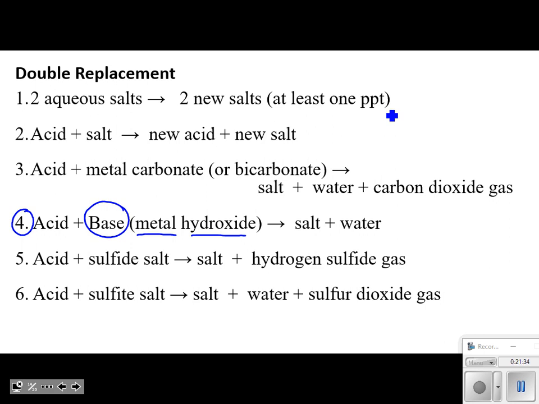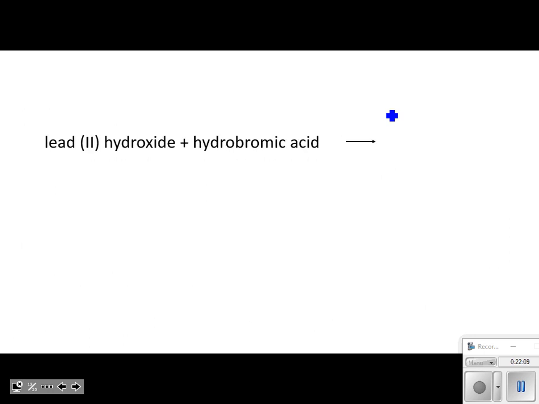Now, if you look on your packet, at the back end of number 4, it says neutralization. This is actually what we call a neutralization reaction, where we will be talking about this hopefully 4th 9 weeks, when we get to acids and bases. So basically, my acid plus my metal hydroxide gives me a salt and water. So, what did I say? Double replacement number 4, right?